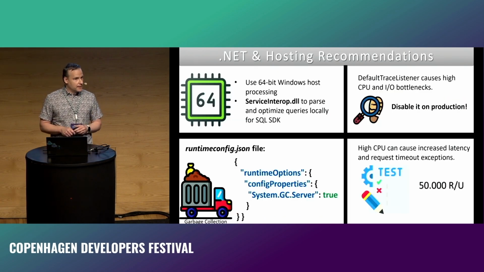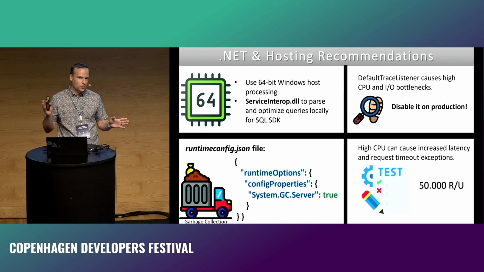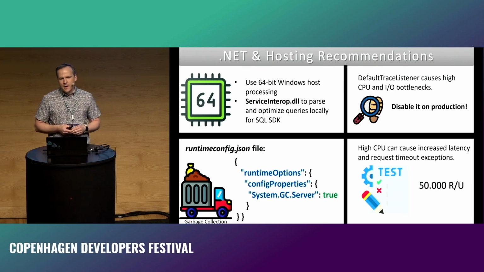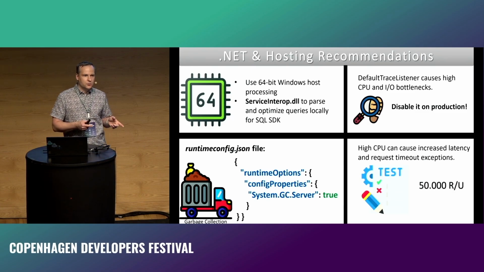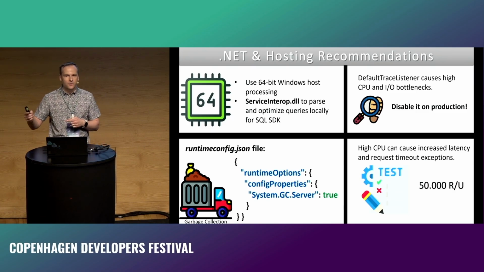Next one, if you are using the .NET SDK, there are a couple of things that you should know. The first one is you want to be sure that your project is 64-bit, not any CPU or 32-bit, but 64-bit. The main reason for that is 64-bit is the only one which has a ServiceInterop.dll file. This file can create the query plans locally. That means you don't have to make a request to Cosmos DB for a query plan.